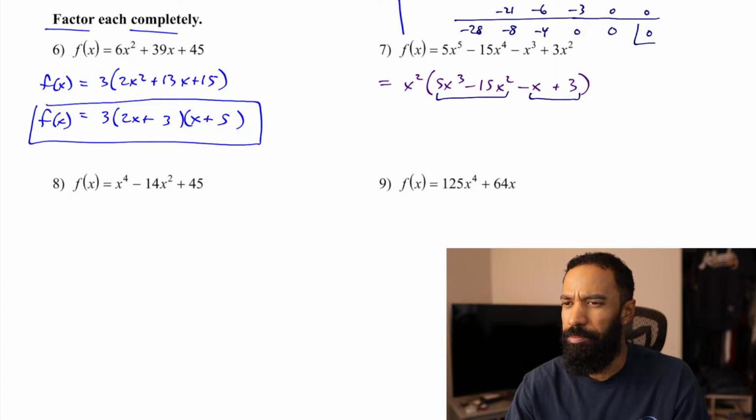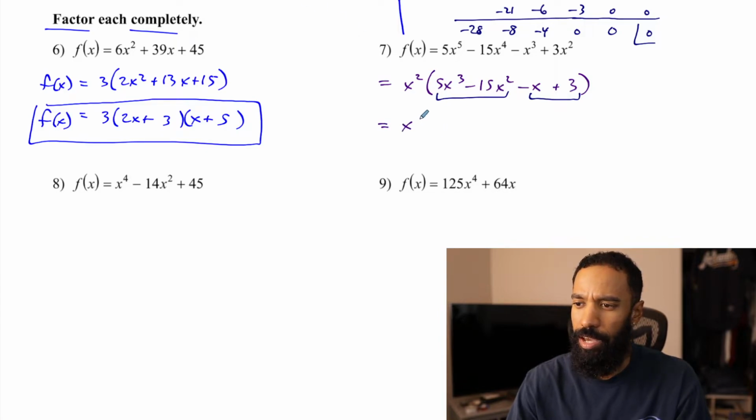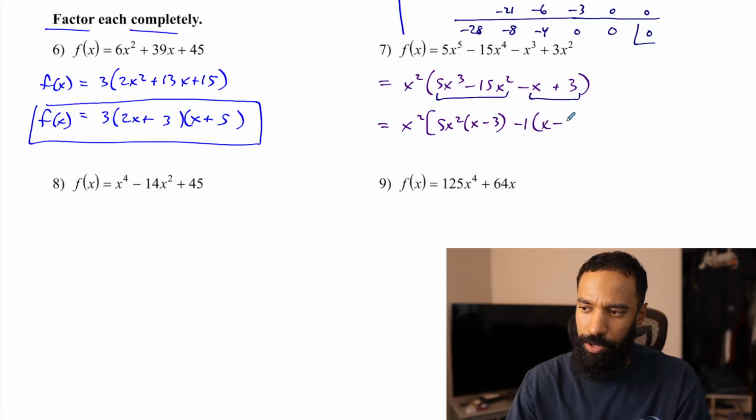So let's keep going. Take out 5x squared from here. You have x minus 3. Take out negative 1 here. You get x minus 3.